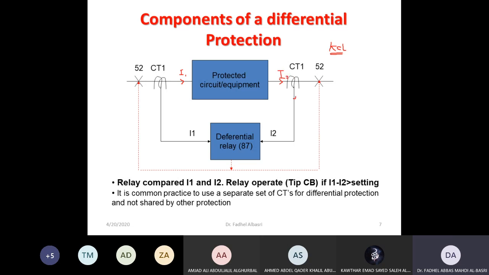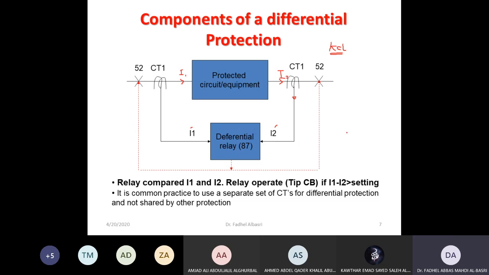This is also I1 over the CT ratio, and I2 over the CT ratio; we'll call these I1 prime and I2 prime. At normal operating conditions, the current input equals the current output, ideally. If I choose the same ratio, this current will be the same as this current. If I take the difference, it is 0.